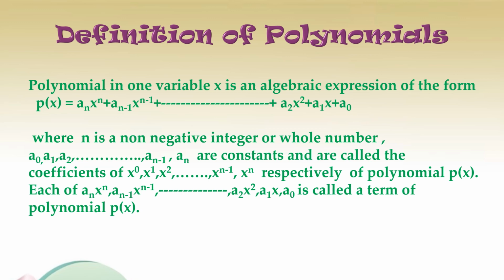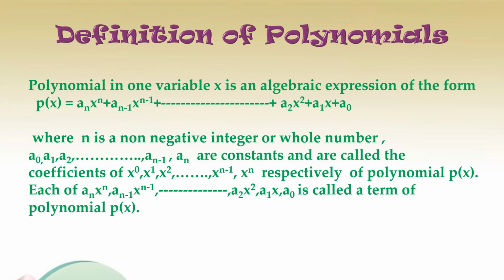So if you look at the mathematical definition of polynomials, then a polynomial in one variable x is an algebraic expression of the form p of x is equal to a_n x^n plus a_(n-1) x^(n-1) plus so on up to a_2 x^2 plus a_1 x plus a_0, where n is a non-negative integer or whole number. Non-negative integer means it is not negative. It can be 0 also, it can be positive also, but it cannot be negative.